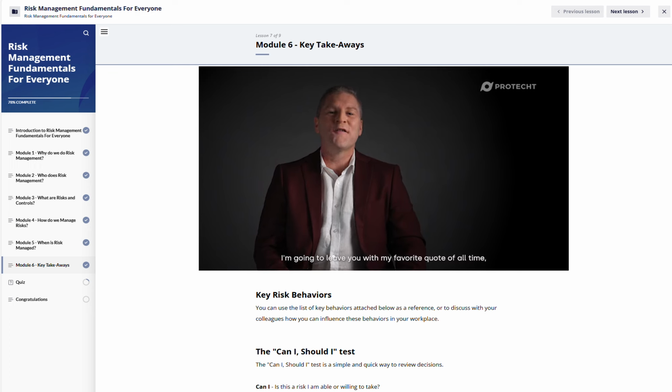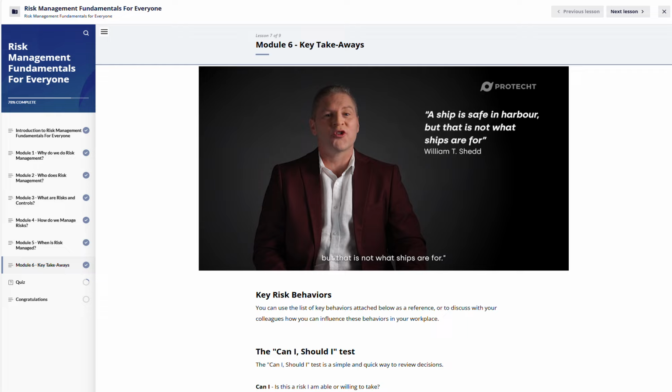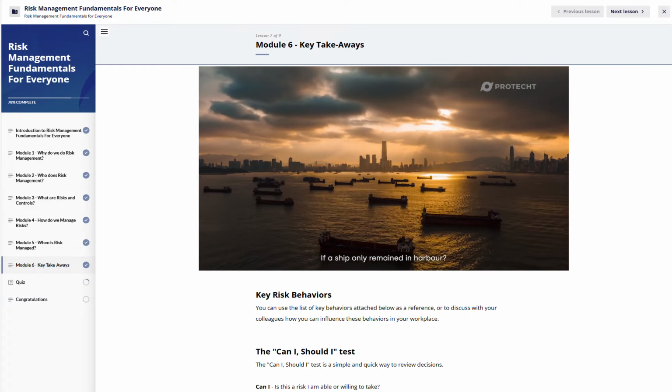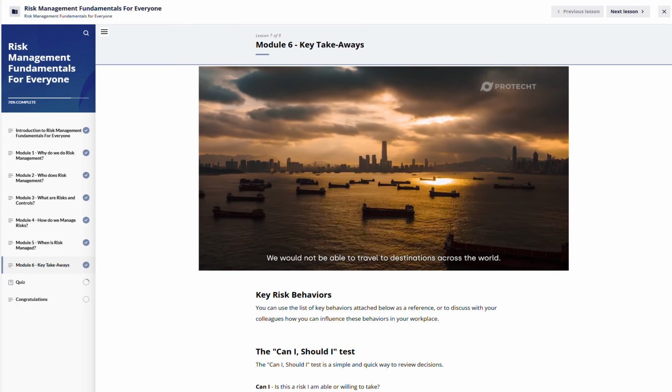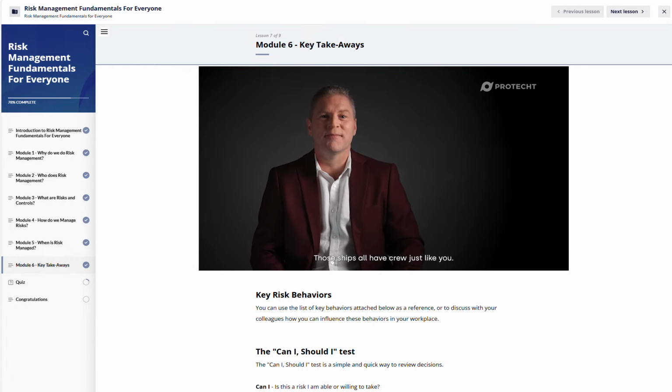I'm going to leave you with my favourite risk quote of all time, which is, a ship is safe in harbour, but that is not what ships are for. So what does that mean? If a ship only remained in harbour, we would not be able to travel to destinations across the world. We would not have goods travelling across the world to our doorstep. Now, of course, that doesn't mean there isn't risk involved. This is risk that needs to be taken in order to achieve those objectives. And all of those ships will have crew managing those ships to make sure that they arrive at their destination and they achieve their objectives. Those ships all have crew just like you.